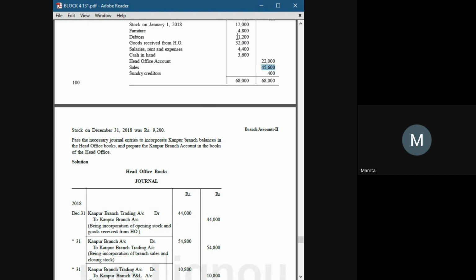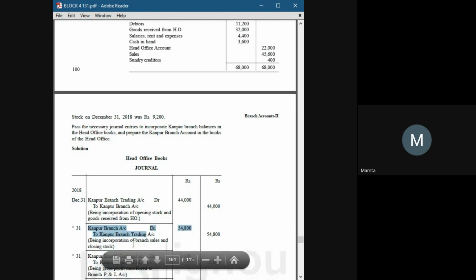And the furniture, goods received, salaries, cash in hand, sundry creditors, 9,200. When you add this closing stock and sales, you will get the credit side of trading account of branch. So the amount will come 54,800, and the entry for the same is Kanpur branch account debit to Kanpur branch trading account.